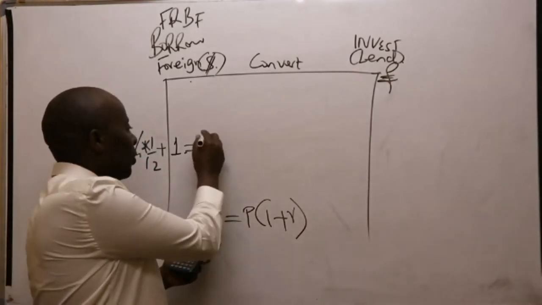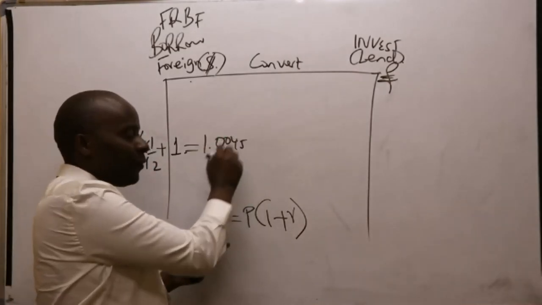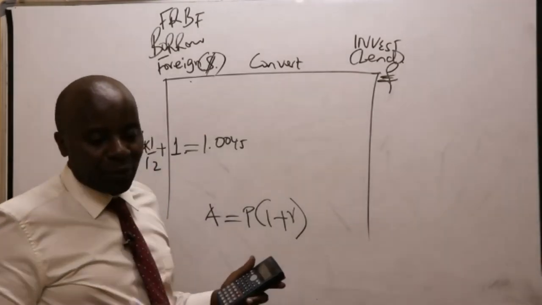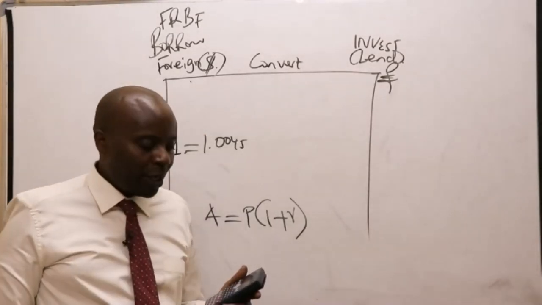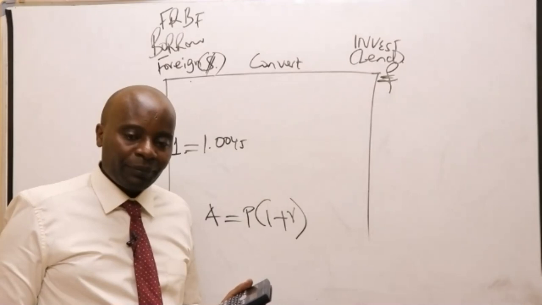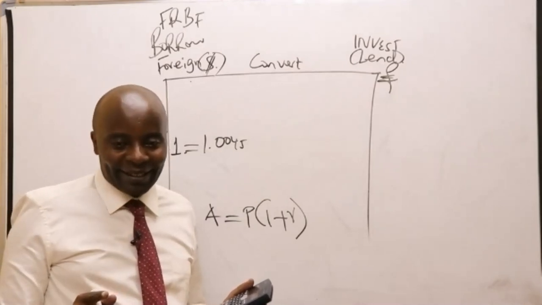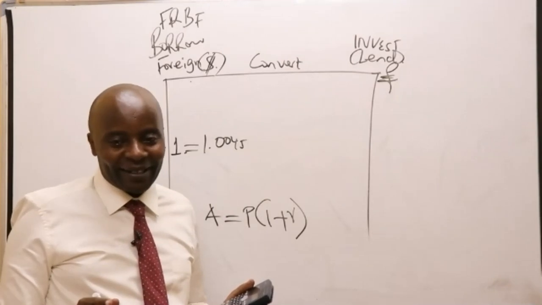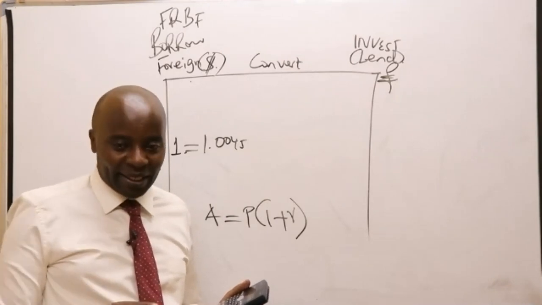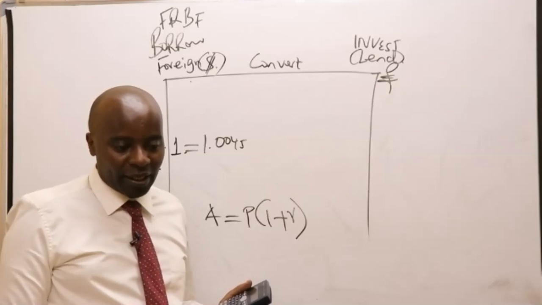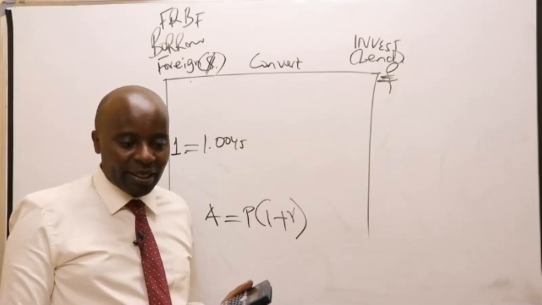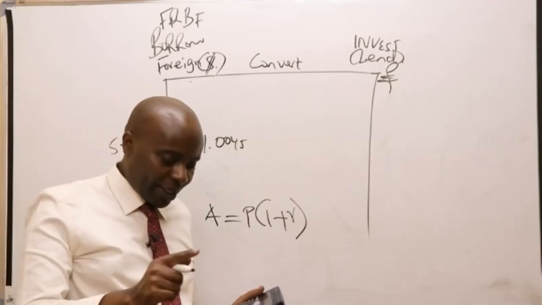Is there somebody who is able to get 1.0045? Are you getting something different? Irene, yes. Irene has gotten this figure. Justin, yes. Anthony, yes. Thank you very much.